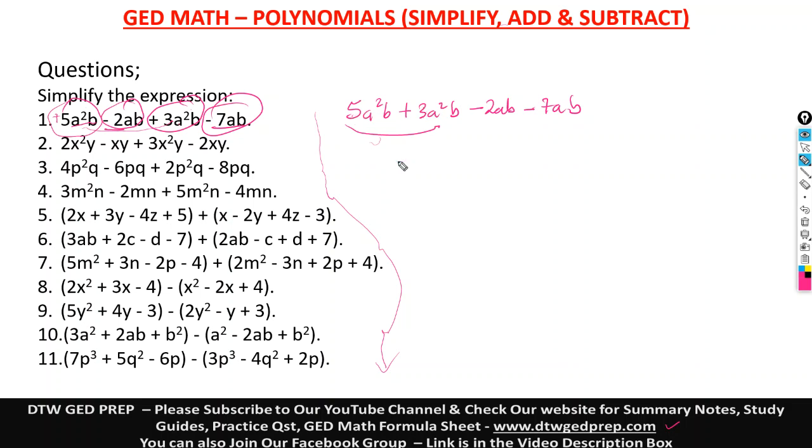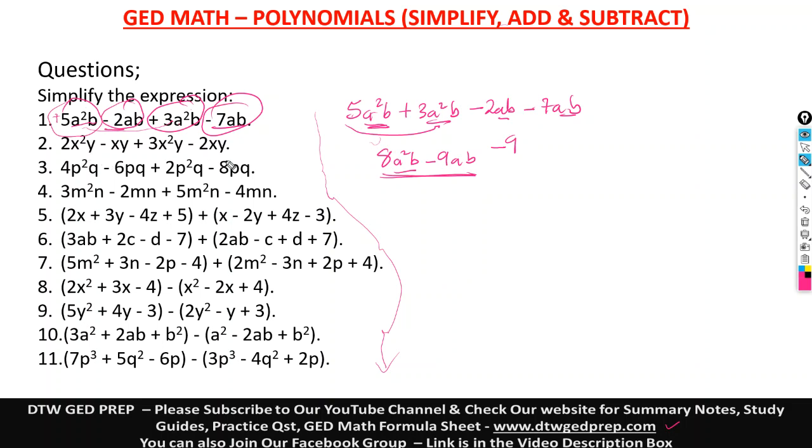So that's 5 plus 3. That will give us 8. Then take the variables down, a squared b. You are not adding the variables. You are not adding the power. This is the same thing you drop here. Now, we have a negative 2ab, negative 7ab. So look at the numbers. So this is a negative 2, negative 7. Remember, when we have two negative numbers in our sign rule, we add the numbers. Negative 2, negative 7 gives us a 9. And what sign will it take? It will take the sign of the bigger number, which is negative. So you have a negative 9, then drop your variable, which is what? ab. So we have simplified question 1.